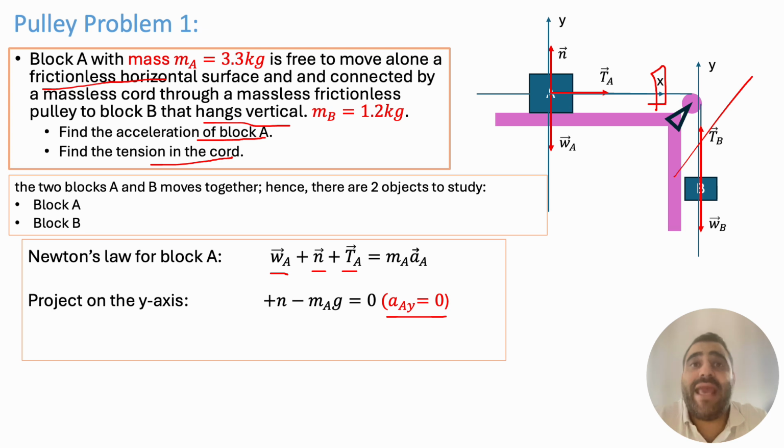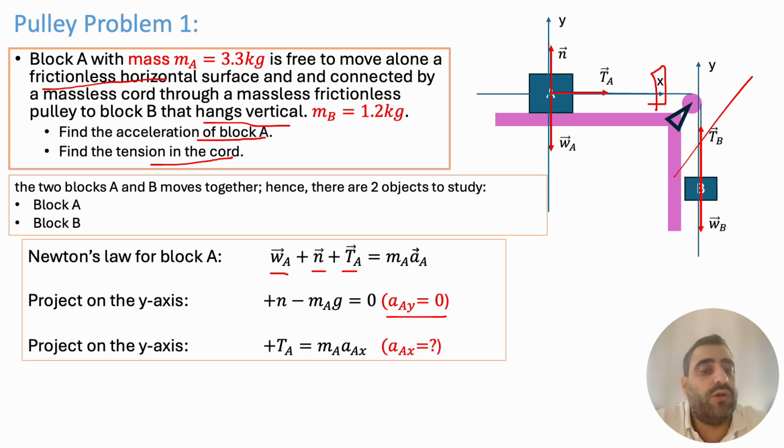The acceleration of A is not 0. I want to find this acceleration, but I know that block A is not going to move up and down. It's going to move along the surface. So I know that the y component of the acceleration of A is 0. So this actually doesn't give me any new information. I already know AY.